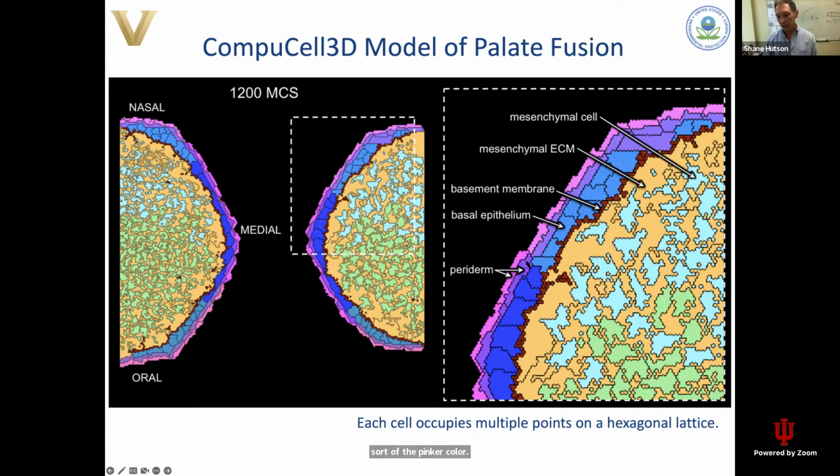And then underneath the periderm and the basal epithelium in that dark red is an approximation of the basement membrane, right? So it's the second example where, basement membrane obviously isn't cells, it's extracellular matrix, but we're using CompuCell cells to approximate the behavior of the basement membrane. And we're going to use a bunch of focal point plasticity links to give that some elasticity, and the cells then grow on the top of that. All right. Any questions so far?